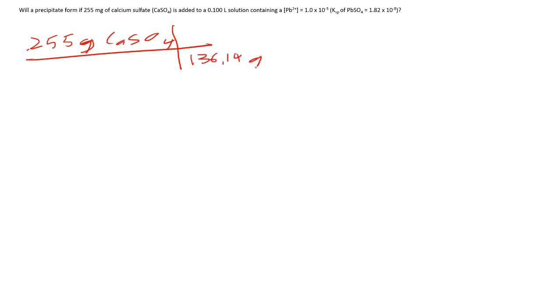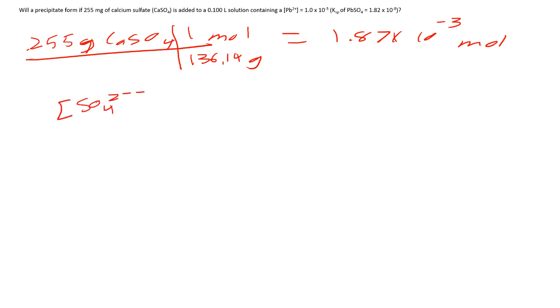this 0.1 liter solution. So we've got our 255 milligrams, which is equal to 0.255 grams of calcium sulfate. And from there, we're going to use our molar mass, which is 136.14 grams equal to 1 mole, to say that there are 1.87 times 10 to the minus 3 moles of our calcium sulfate. We should also notice that calcium sulfate has exactly one SO4 2- for each calcium sulfate, so the number of moles of sulfate is going to be equal to the moles of calcium sulfate.